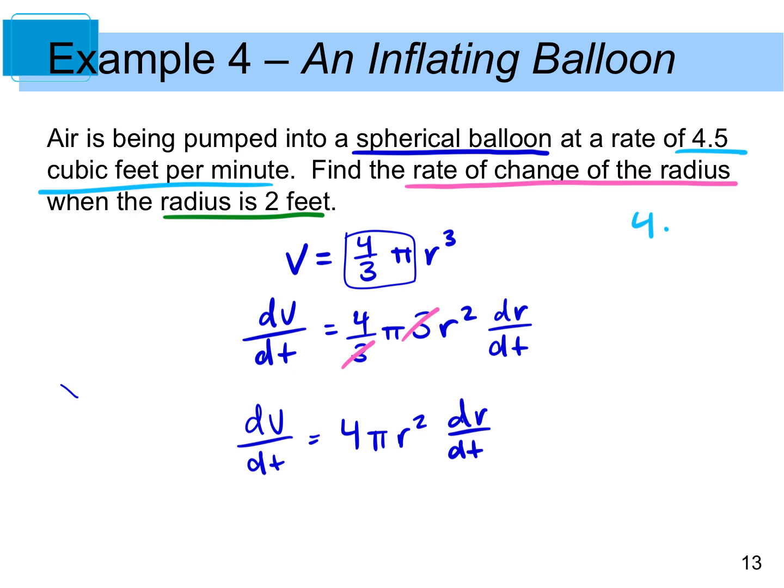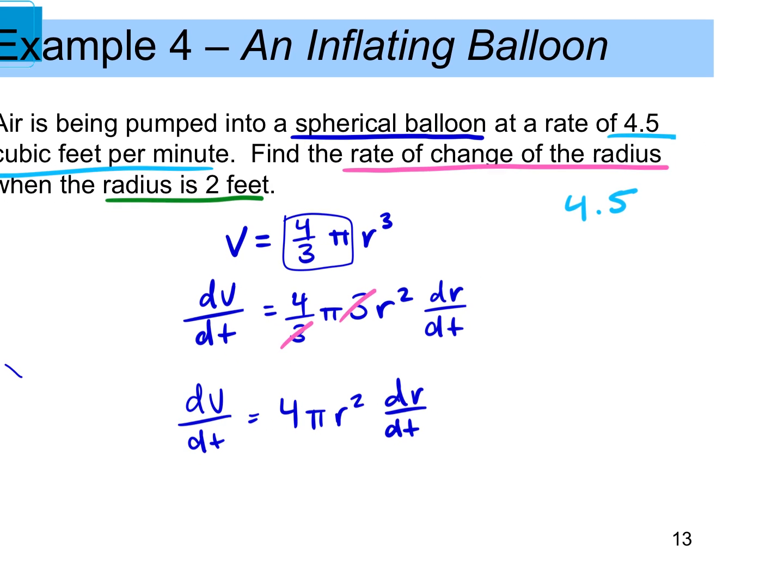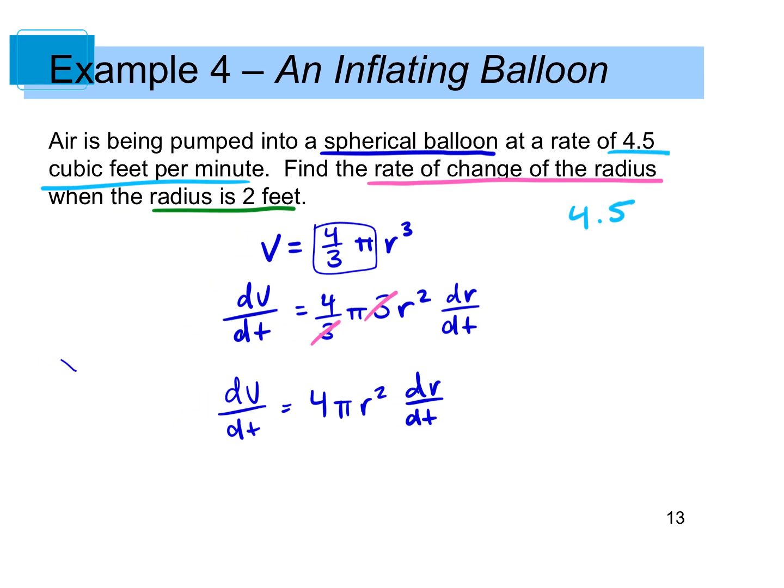So we have 4.5. 4.5 is going to get plugged into what? Be careful. 4.5 is cubic feet per minute, and it's the rate at which the volume of the sphere is changing. So 4.5 is going to be dV over dt. A key word here, or a clue, is cubic feet per minute. So the volume is cubed, so cubic feet per minute is dV over dt.